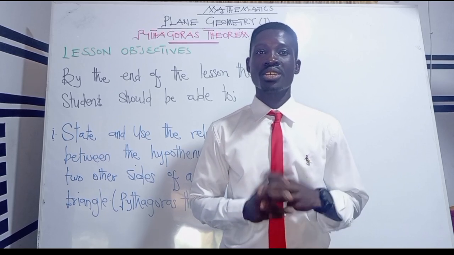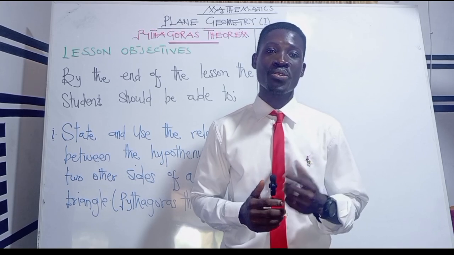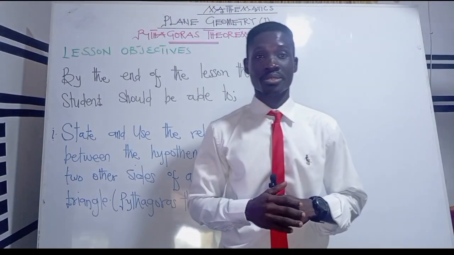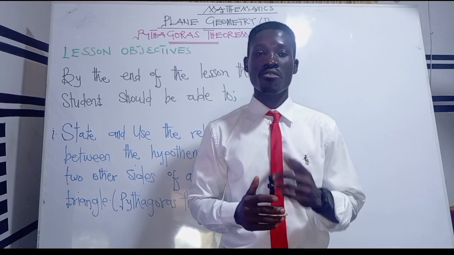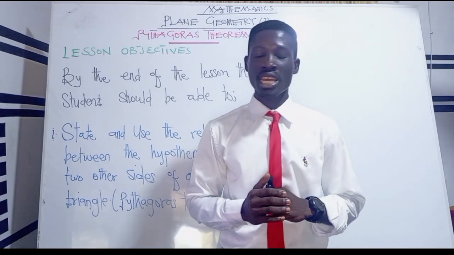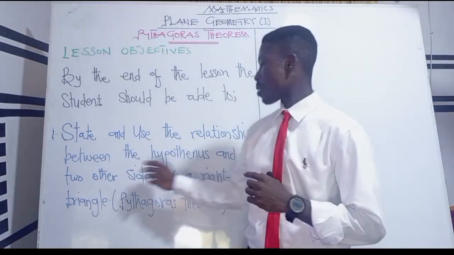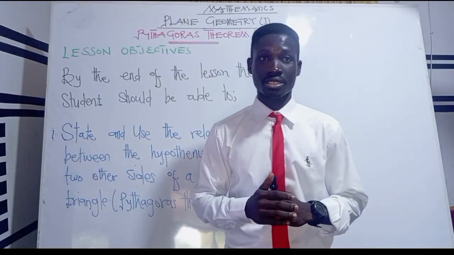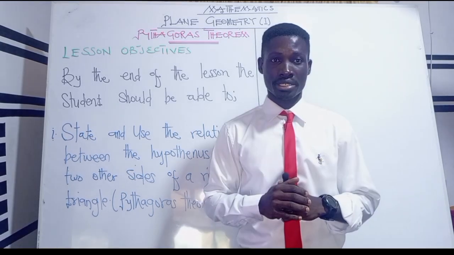In today's lesson, we shall be looking at Pythagoras Theorem, also known as the Pythagorean Theorem. Remember, we are still on Plane Geometry 1. But before we start our lesson, let's look at our lesson objective for the day. So by the end of today's lesson, you, my students, should be able to state and use the relationship between the hypotenuse and the other two sides of a right-angled triangle. This is what you are supposed to know and do at the end of this lesson period.